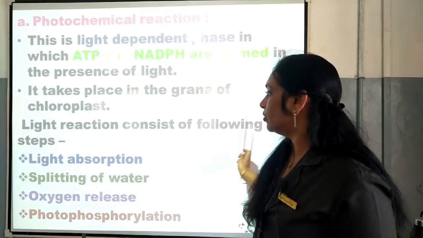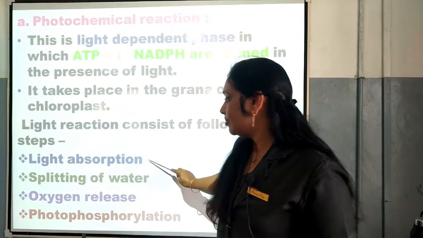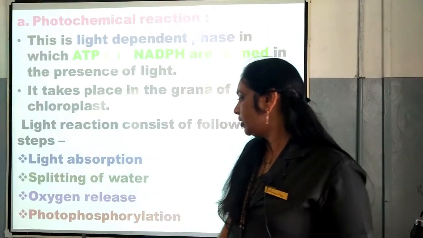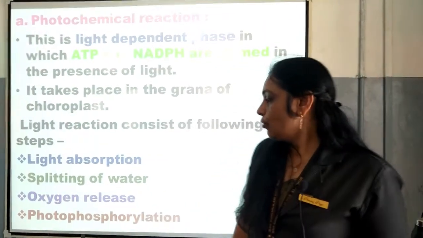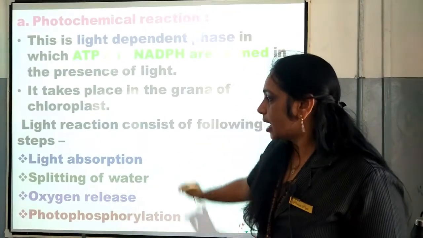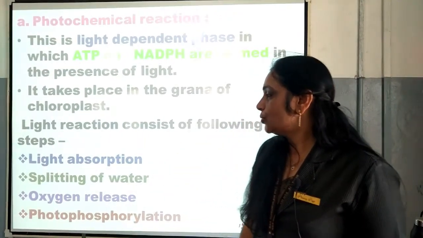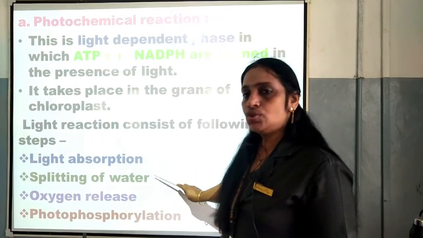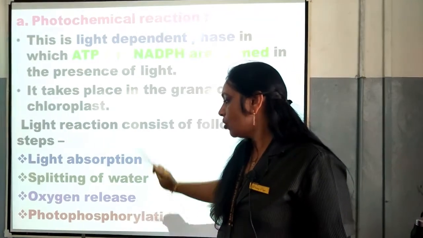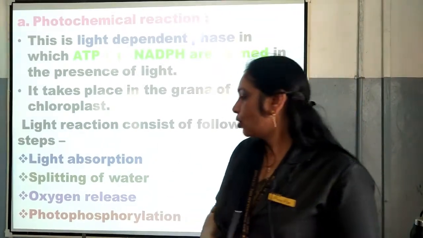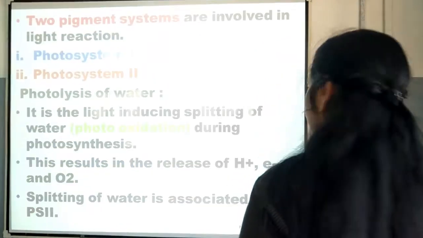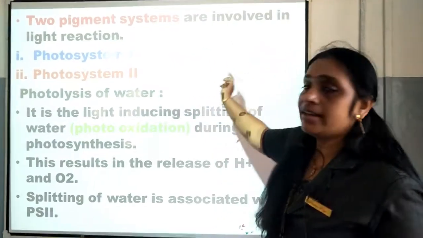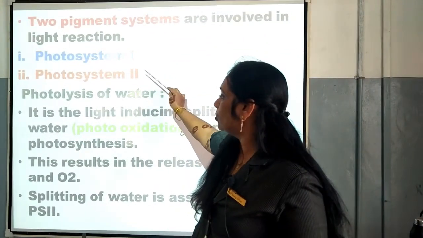The light reaction consists of the following steps. Number 1, light absorption. Number 2, splitting of water. Number 3, oxygen release. And number 4, photophosphorylation. These are the steps related to light reaction. Now, the two pigment systems which are involved in light reaction are photosystem 1 and photosystem 2.